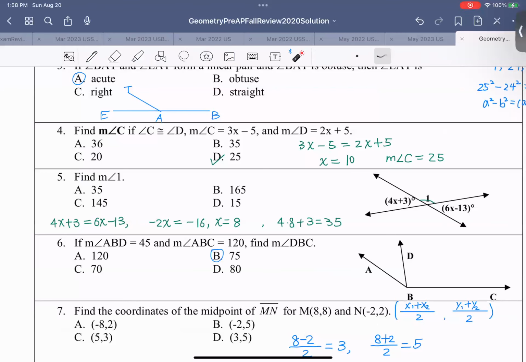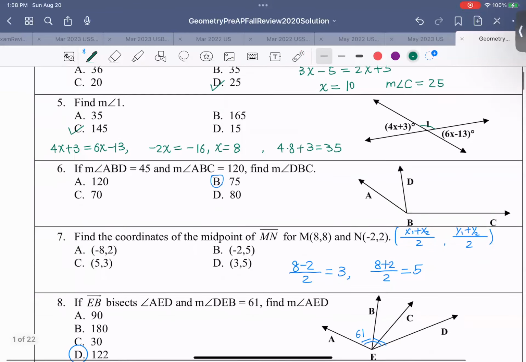You are not looking for that. You are not choosing this one. They are asking for here. So how much is this one? Supplementary. You have this here already. How much is this? 180 minus 35, which is 145. Okay. Next one.